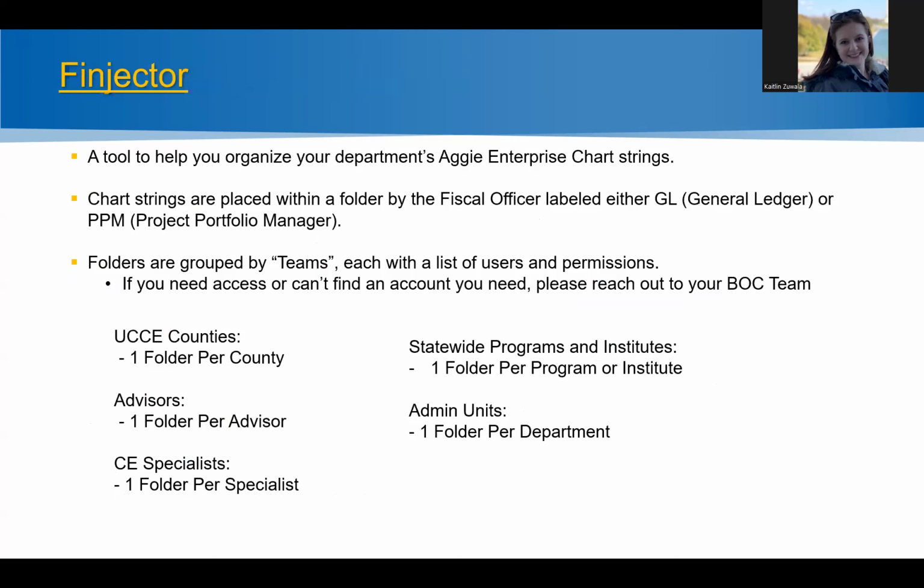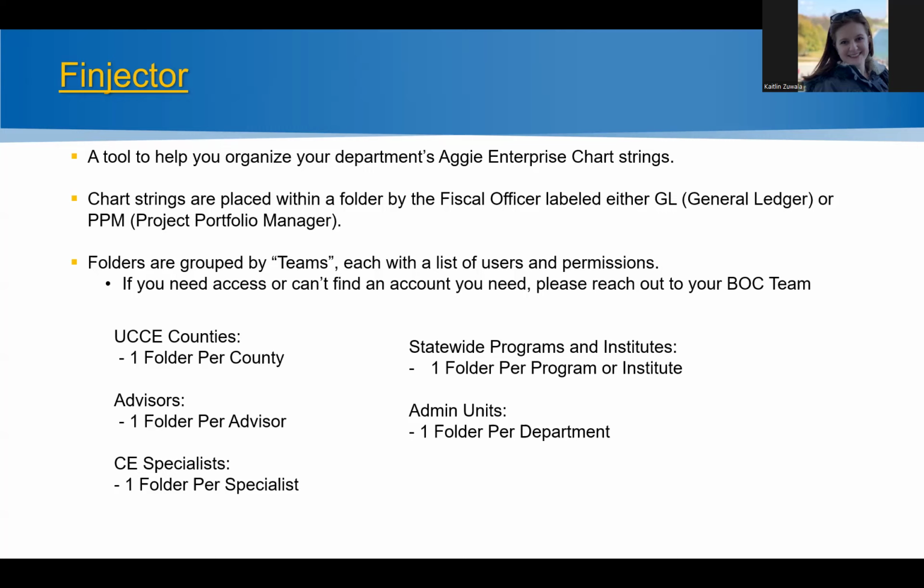Finjector is a different tool to help you organize your department's Aggie Enterprise chart strings. And it is a manual process that chart strings are placed within a folder by the fiscal officer labeled either GL for general ledger or PPM for project portfolio management. The GL chart strings are going to show up in that yellow gold color, and PPM is going to show up in that blue color.